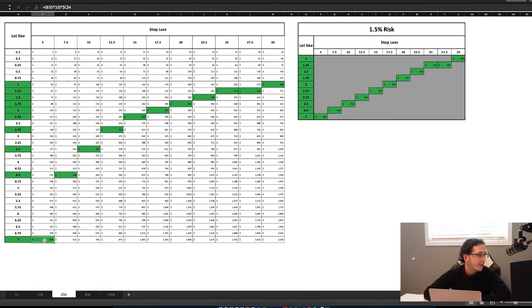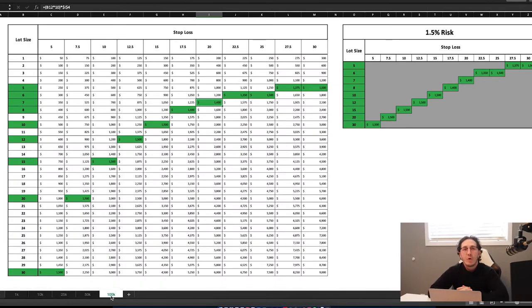Because now you're going to be risking $350 per trade with 1.5% risk. But everything is still the same. The units will still decrease the wider the stop loss, or the tighter the stop loss, you can increase your units. All right.